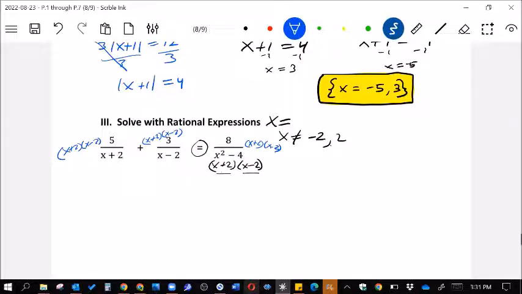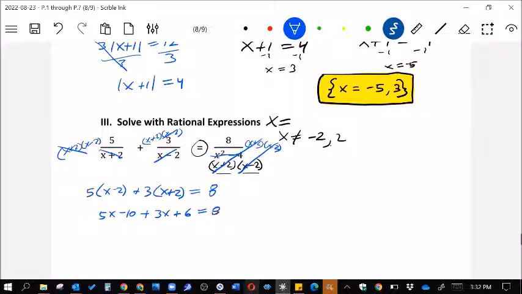And here in this case, since this is gone already, the x plus 2's, the x minus 2's cancel out. I have an 8 over here. Here, the x minus 2 cancels with that, and the x plus 2 cancels with that. So I have a 5, x minus 2, plus a 3, x plus 2. This is a whole lot easier to work with. 5x minus 10 plus 3x plus 6 equals 8.